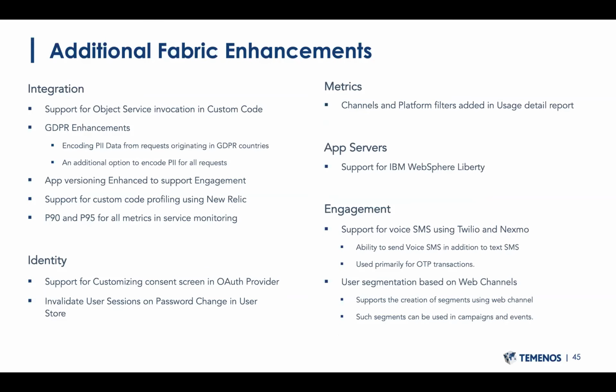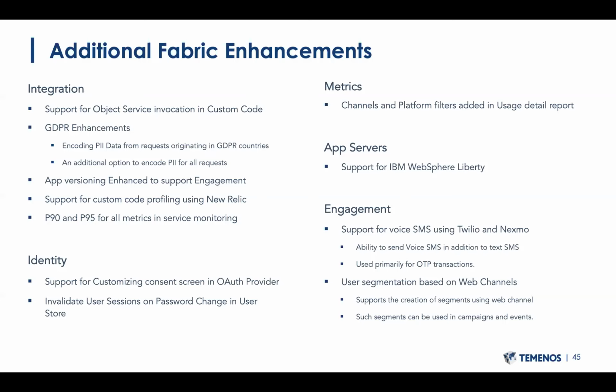And then on the Fabric slide, just for the sake of time, I'll call out just a couple key things. In object services, there's more support for invoking custom code. If you're familiar with our app versioning, it now supports engagement services. We've enhanced some additional metrics in our service monitor. So if you're not familiar with service monitor, you should definitely look it up on Basecamp. You can enable it on the runtime, and it gives you a lot of great insight into the performance of the APIs running through Fabric. So we've added some more metrics to that screen.